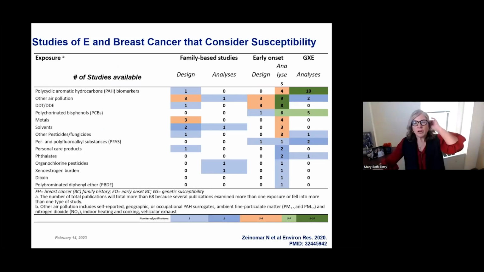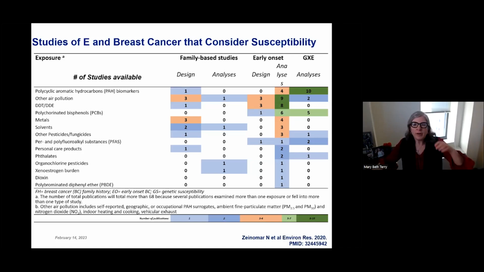When you look closer at studies that have factored in susceptibility, you can see that the story is very different. To illustrate why knowing about susceptibility is so crucial, we conducted a systematic review of many common environmental exposures and breast cancer. The different ones are listed on the left.